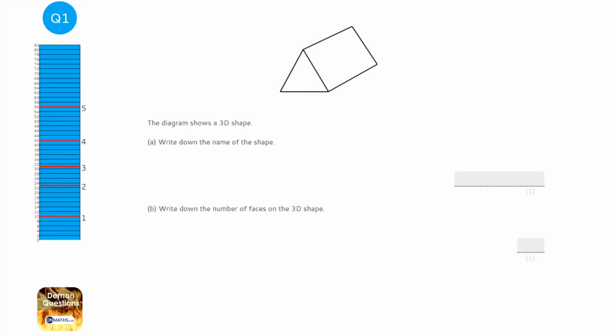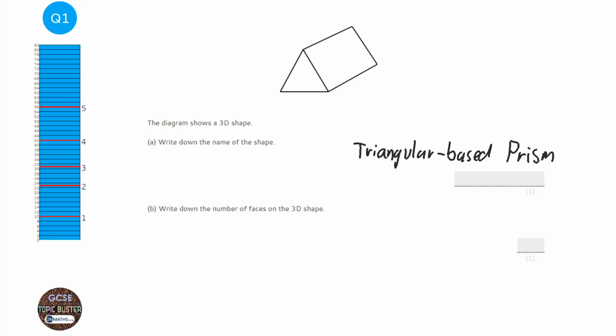You will need to be familiar with the names of three-dimensional shapes. The one we have here is a triangular based prism. A prism is a shape that you can cut anywhere along one of the axes, so anywhere along here, and it would look exactly the same. It would look like a triangle. The first bit of this, triangular based, is just the name of the shape at the end of the prism. So you can have a hexagonal based prism or anything like that.